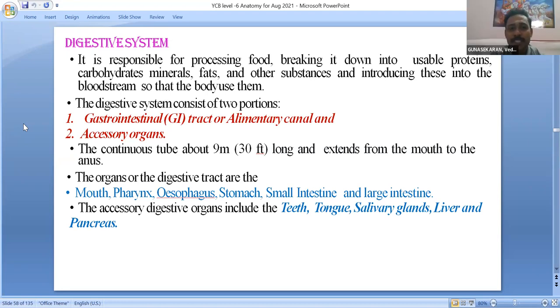So look at the screen carefully. The organs of the digestive tract, the gastrointestinal tract: what are the parts involved? Mouth is also one of the gastrointestinal tract. Mouth, pharynx, esophagus, stomach, small intestine and large intestine. These are the GI tract. The accessory digestive organs are teeth, tongue, salivary glands, liver, pancreas, gallbladder.